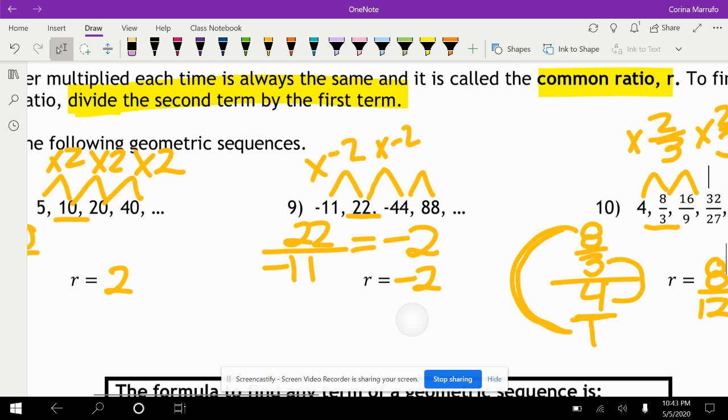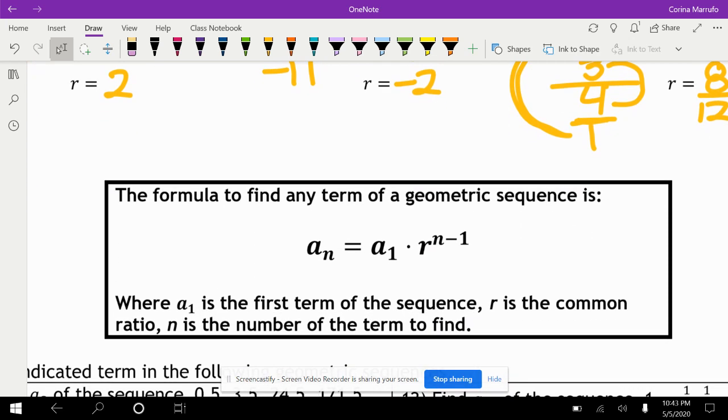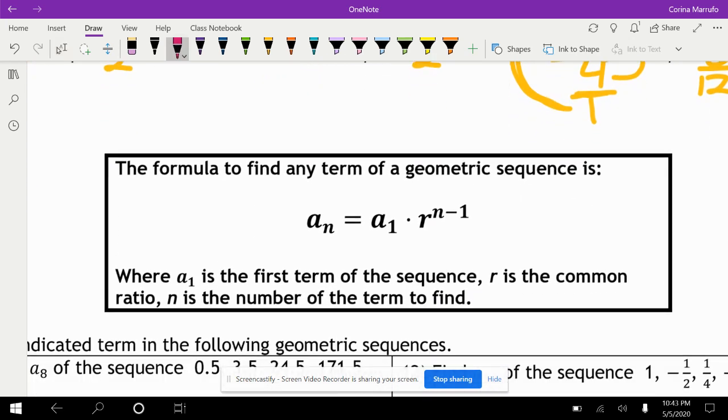So now let's go ahead and look at the formula for our geometric sequence. It is going to be a sub n. So to find any number that you want, you're going to have to take the first term and multiply it by the common ratio to the power of the number that you want in the sequence, so n minus 1. So a sub 1 is the first term, r is the common ratio, and then n is the number that you want to find.